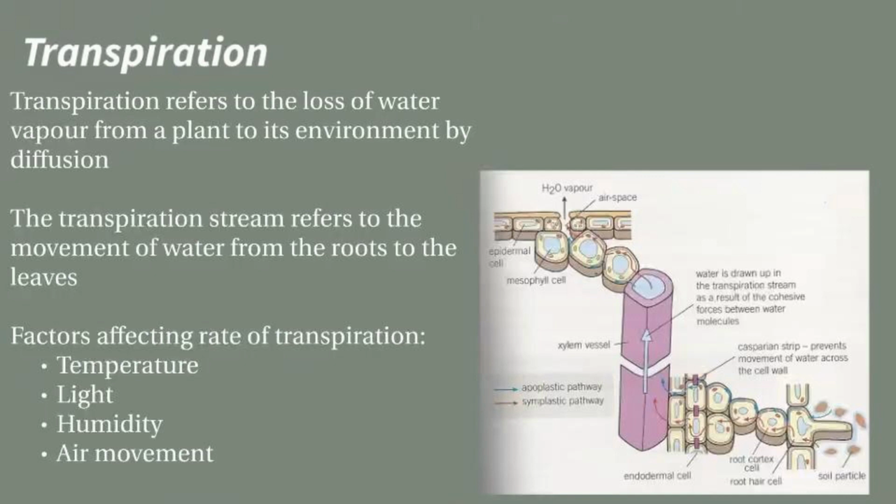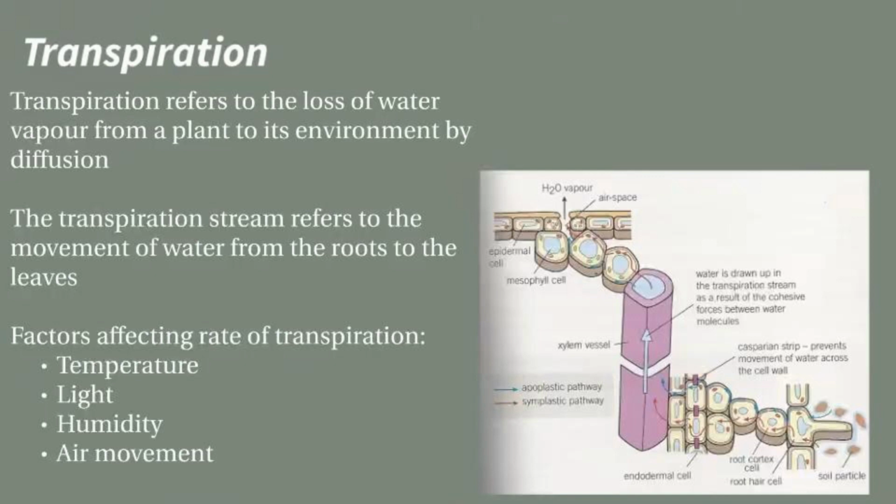So remember last lesson we looked at the structure of the angiosperm leaf, and you will remember that the stomata are holes that are on the bottom of the leaf that are surrounded by the guard cells that control the opening and closing of the stomata. I'm going to go into a little bit more detail on that in a minute as well.